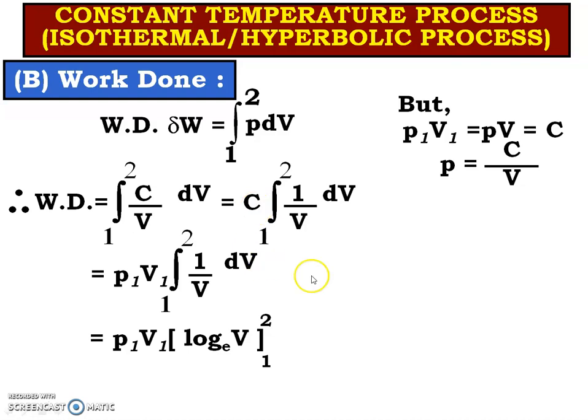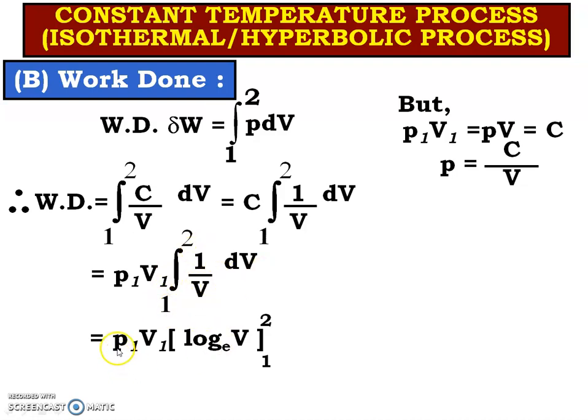Now instead of C, we can put P1 V1. We can also substitute P2 V2. We can also put mRT1 and we can also put mRT2. So it can be P1 V1 integration 1 upon V dV. It can be P2 V2 integration 1 upon V dV. It can be mRT1 integration 1 upon V dV. Or it can be mRT2 integration 1 upon V dV.